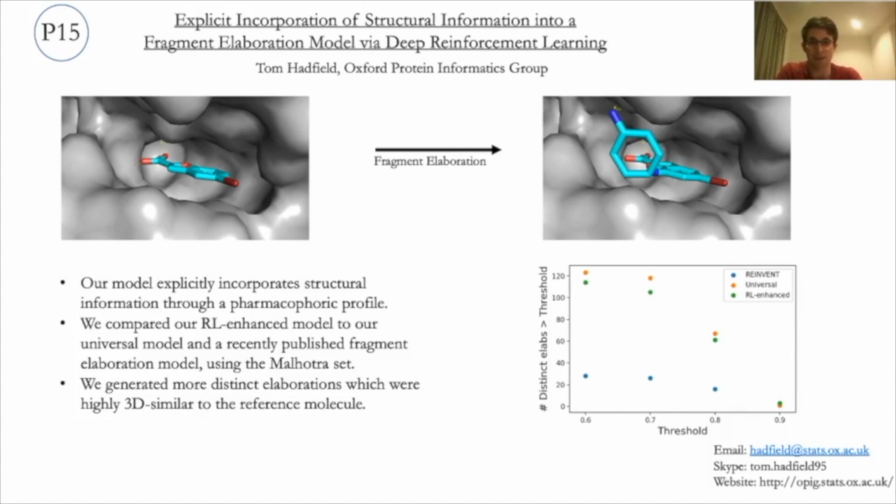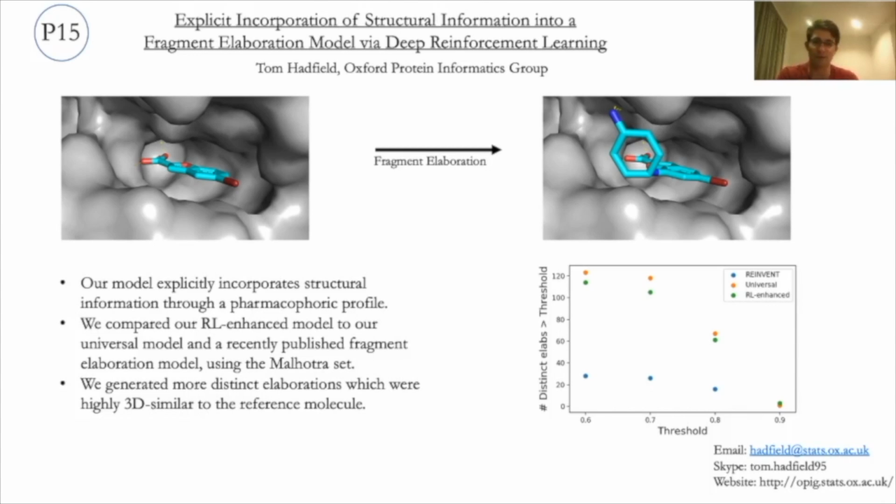And our method works by first training a universal fragment elaboration model, which can take any fragment as input and adds atoms whilst keeping the original fragment fixed. And then we use reinforcement learning to fine-tune the universal model for a specific use case. And the reinforcement learning algorithm incentivizes the model to make elaborations that match a pharmacophoric profile. The profile can be extracted by looking at the binding pocket. So this method would still work even if there were no currently known actives against the target.